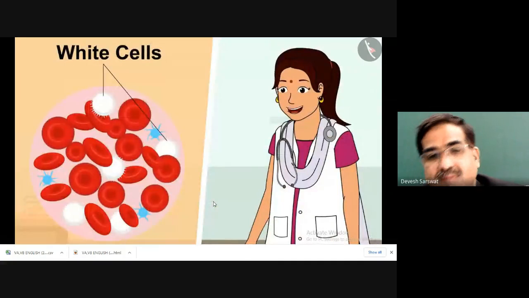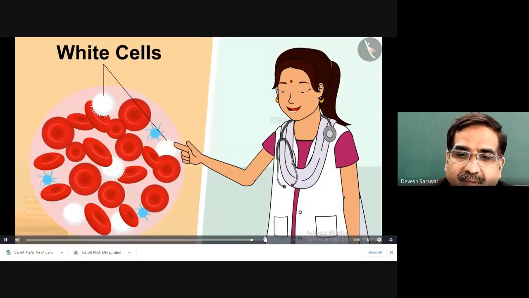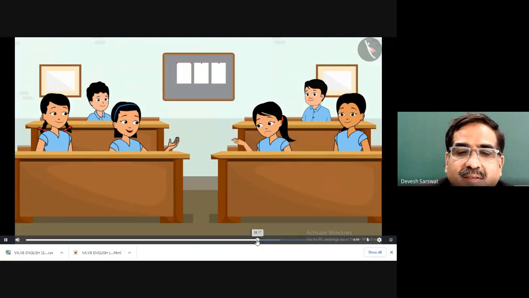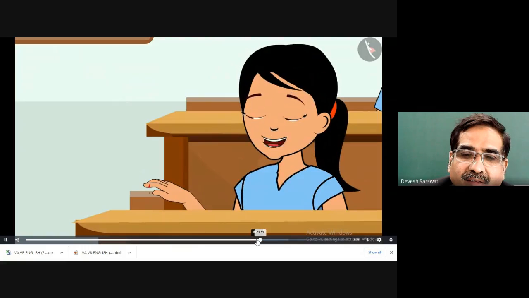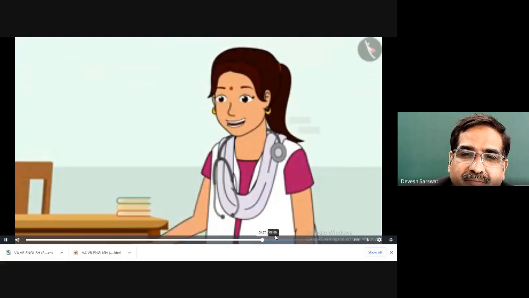Yes, similarly, the white blood cells, also known as the... Your finger is bleeding. Nothing much. My finger got stuck in this shelf. Come, let me apply some Dettol.